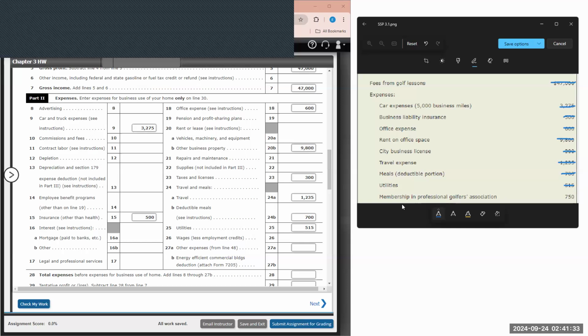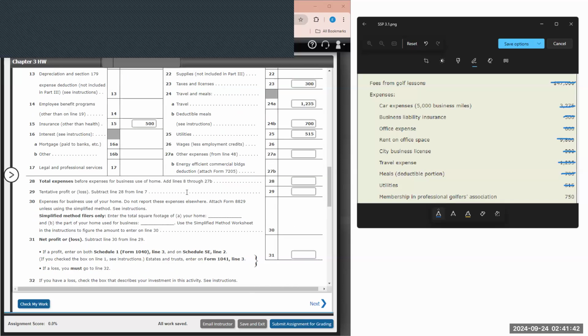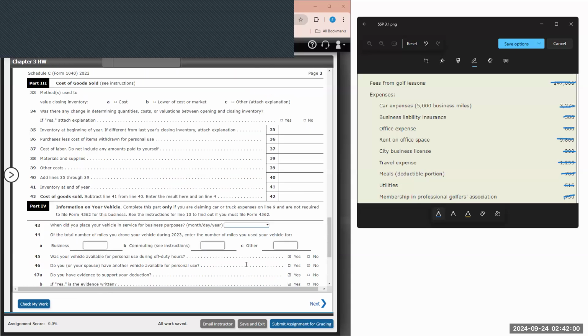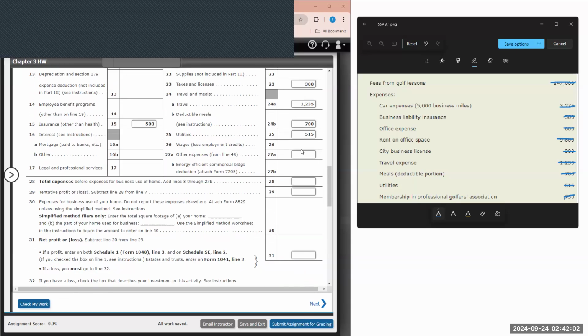And then we see there's no space for us to enter membership in professional association, right? There's no line item. So we essentially scroll down and then we go to other expenses and we input membership in professional association. And then from there, we input the $750. And this $750 is going to transfer to line 27A.